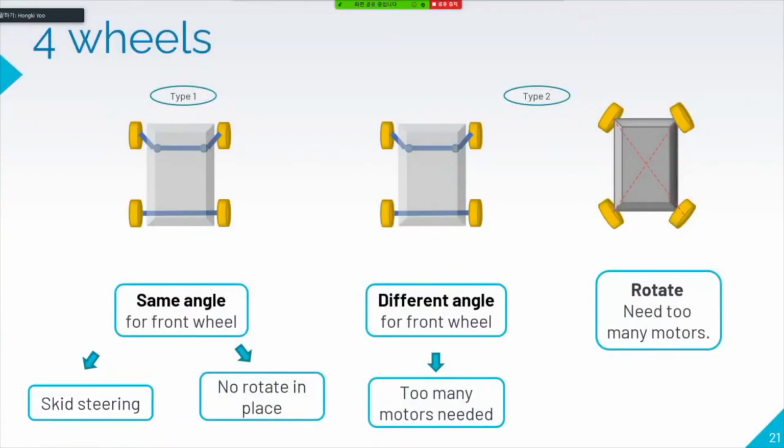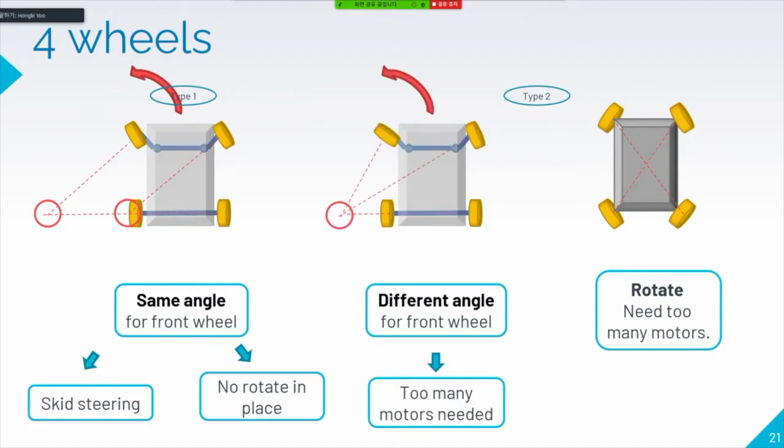This is the 4-wheel car, and we had a few problems with it. If we make the front wheels rotate by the same amount, there will be skid steering. Our center of turning is different for each wheel. And one more thing, this model cannot rotate in place. If we implement a separate steering motor for each wheel, we can make the car turn and rotate, but we need too many motors.